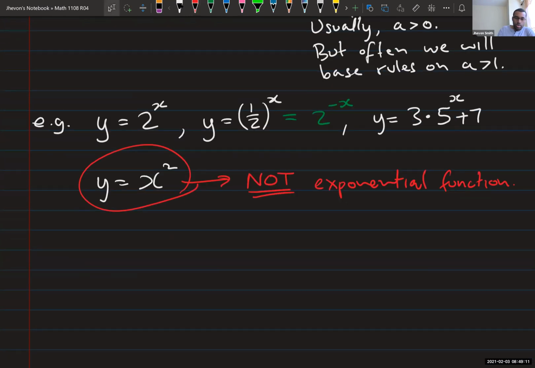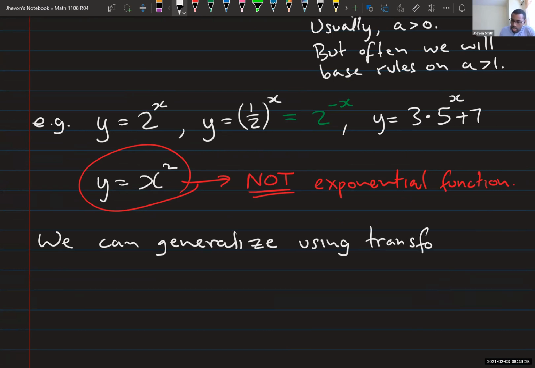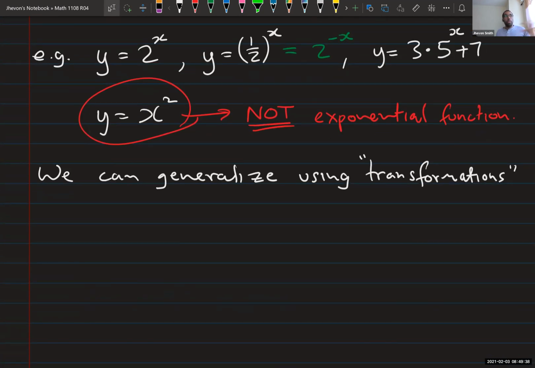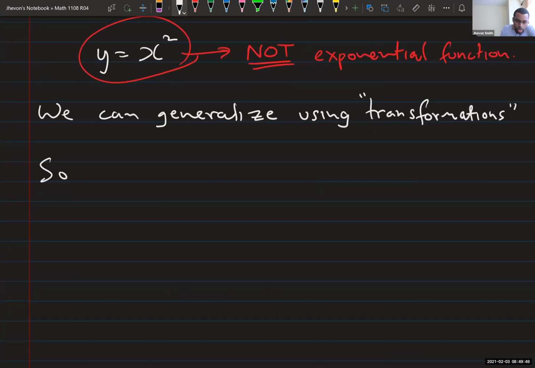So you should be aware that we can generalize using transformations, so on and so forth. But at this point, you don't really need to know what that is. I just want you to have the idea that if I take something that's of this basic form, a to the x, I'm allowed to multiply it by a constant and it's still considered an exponential function. I'm also allowed to add a number separately and it's still considered an exponential function. So something like y equals b times a to the x plus c is also considered exponential.